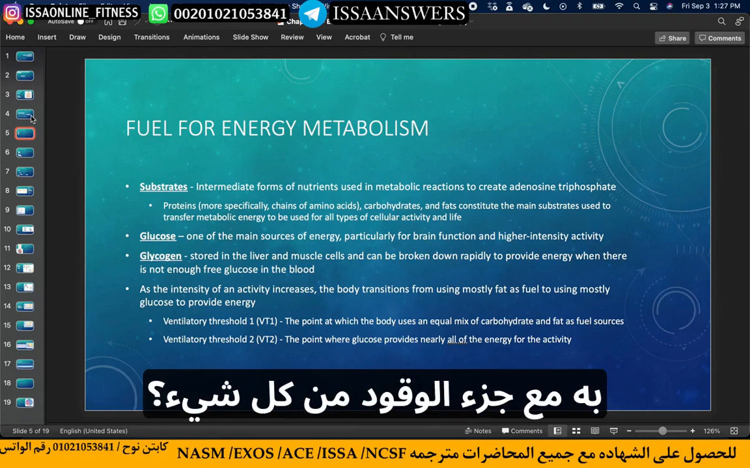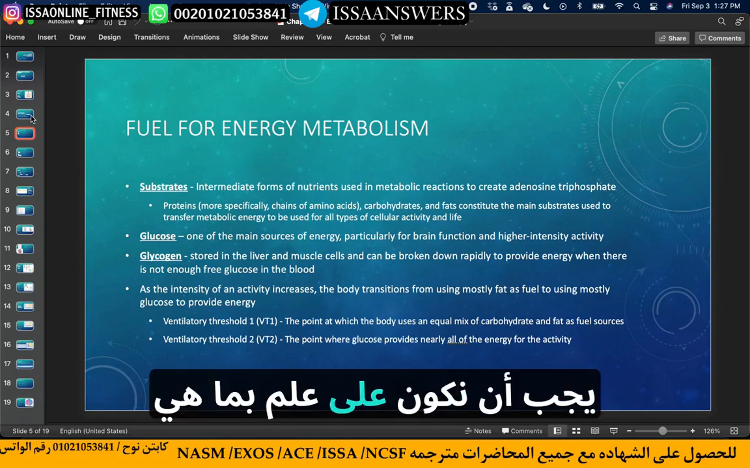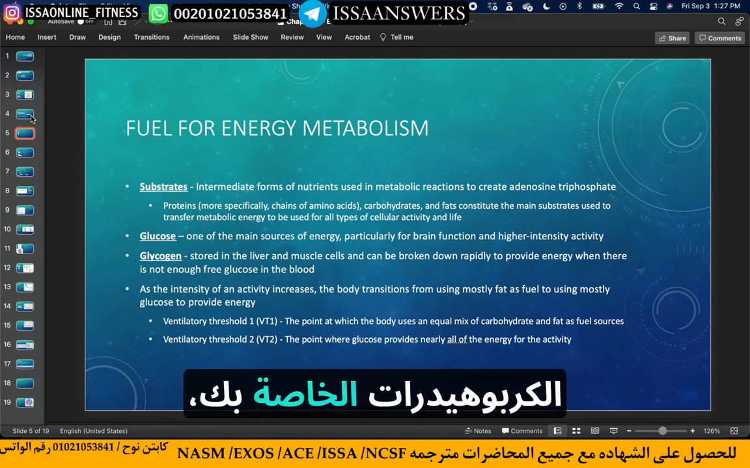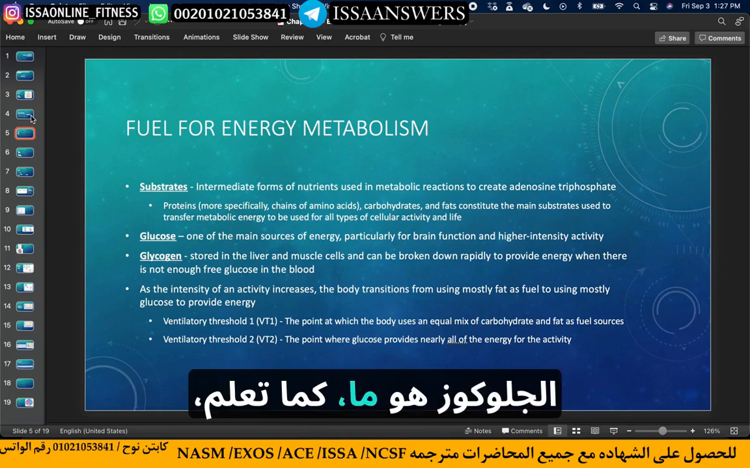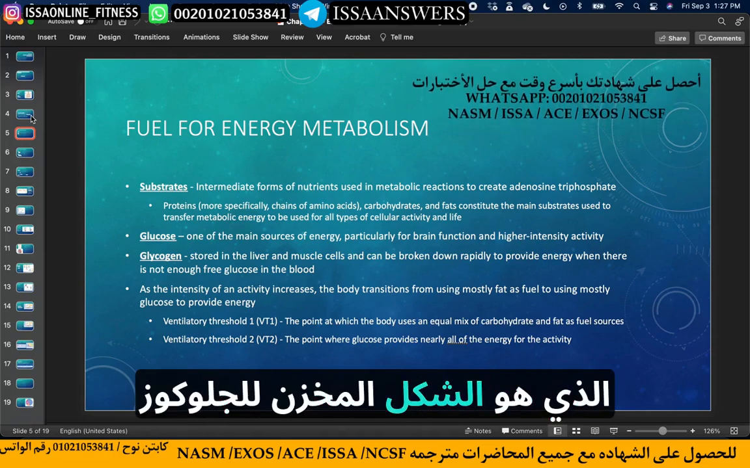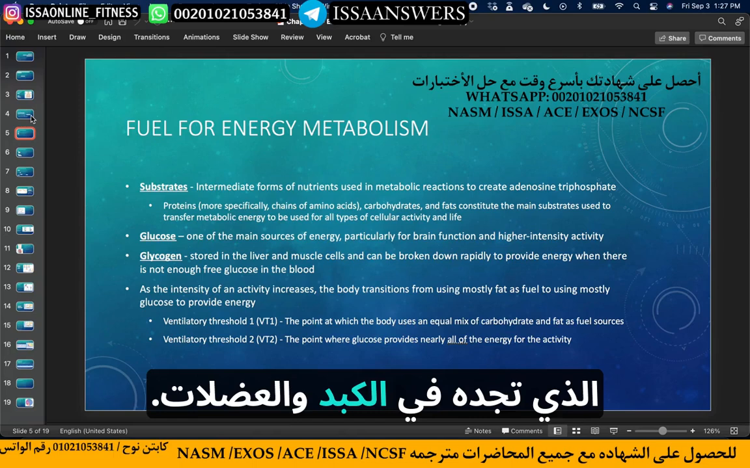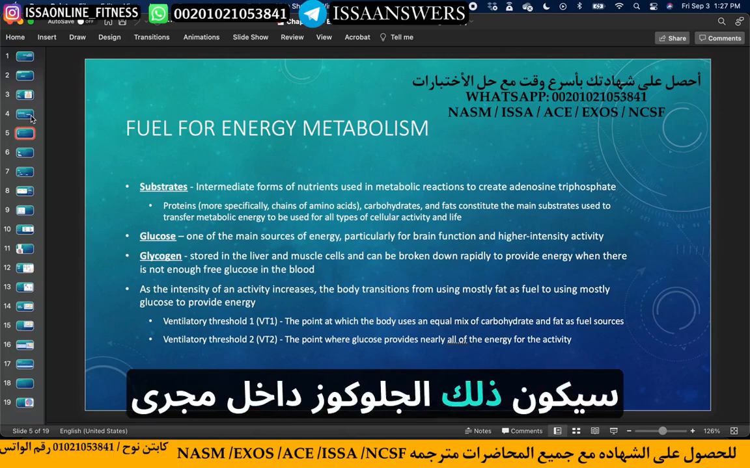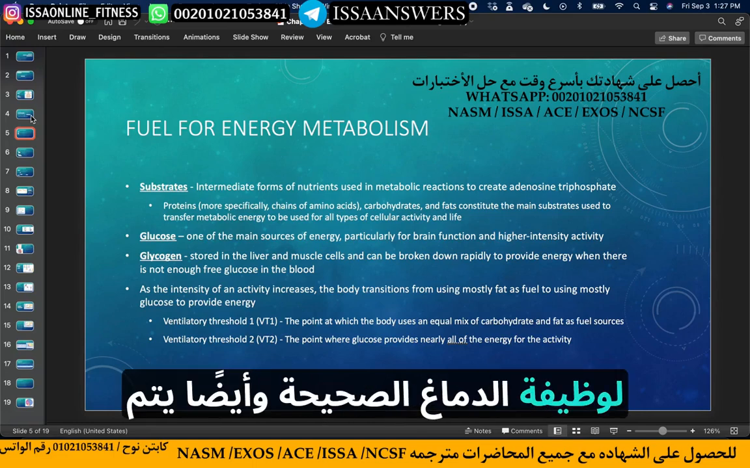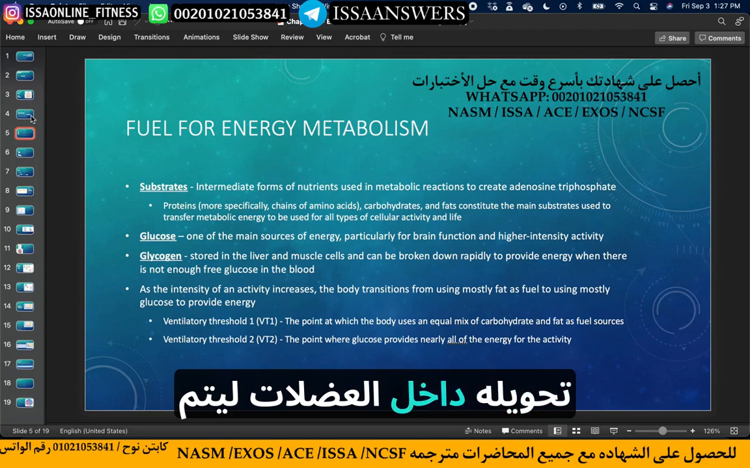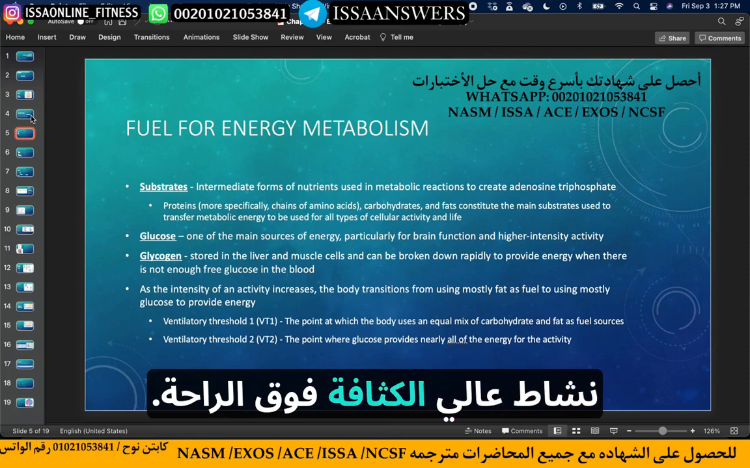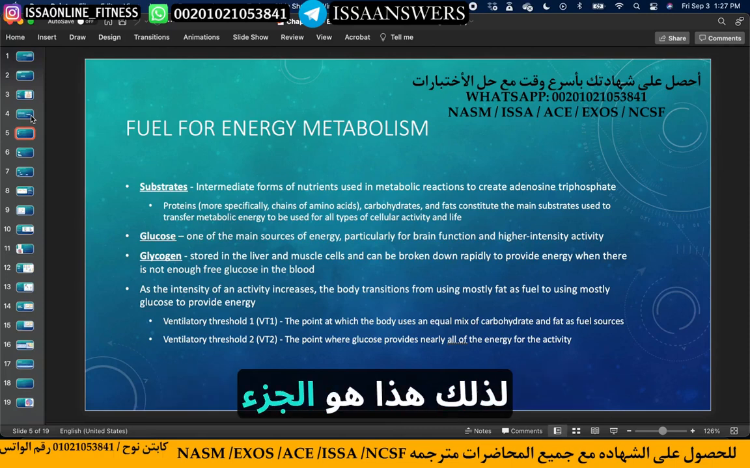So what do we have to be aware of with the fuel part of everything? Well, we have to be aware of what our substrates are. So again, carbs, fats, proteins. Your carbohydrates, you're talking about glucose and glycogen. Glucose is the main source of energy, versus glycogen, which is the storage form of glucose that you find in the liver and the muscle. Once that is converted, it becomes glucose inside the bloodstream, so that it can be used for proper brain functioning, and also be converted inside the muscles to be used for energy for higher intensity activity above rest. So, that's really the main part of that.